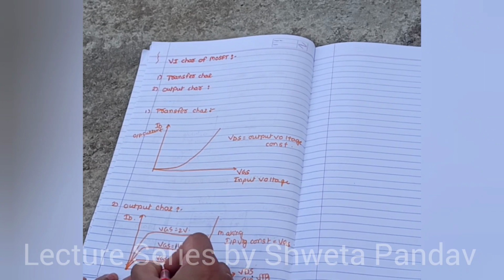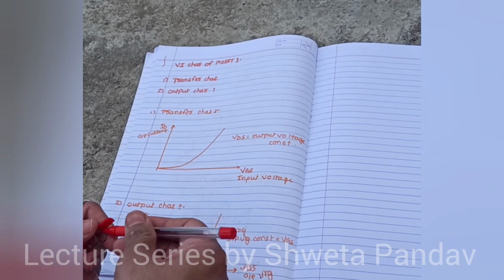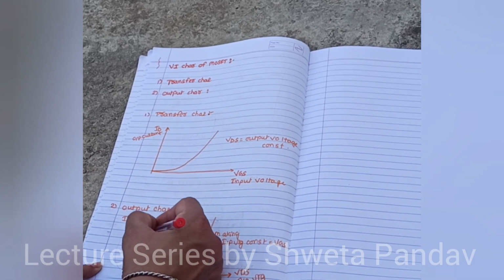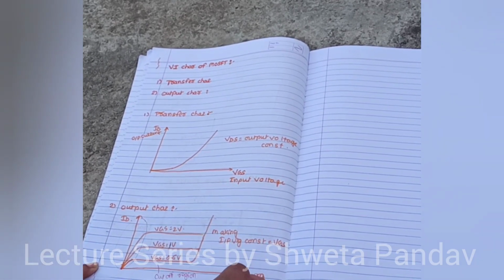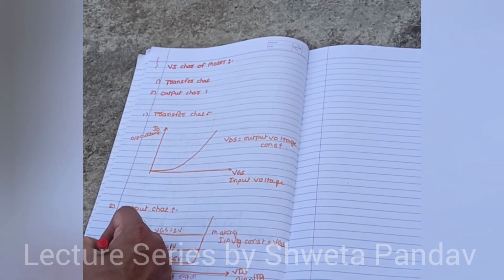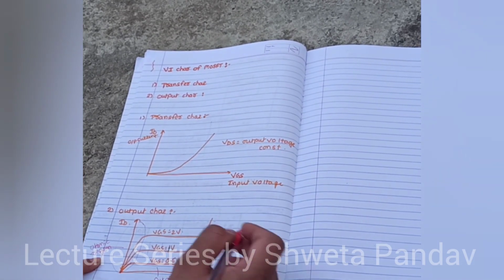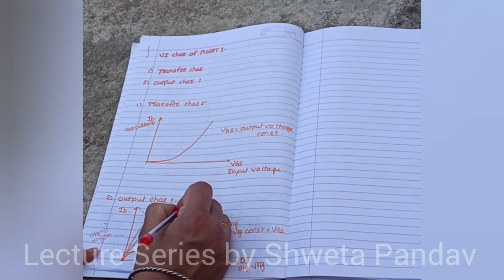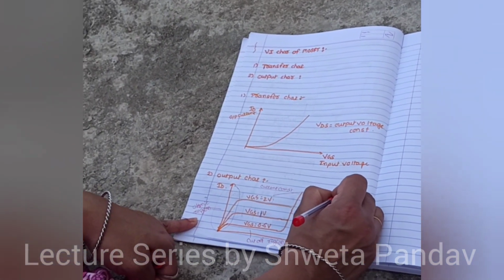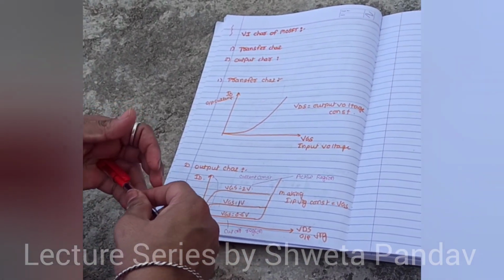So this region is called the cut-off region. For the region where drain current increases as the drain to source voltage increases, this region is called the ohmic region. And for the third value, as we are increasing the VDS but the current remains constant, this region is called the active region. So this is the output characteristic of MOSFET.